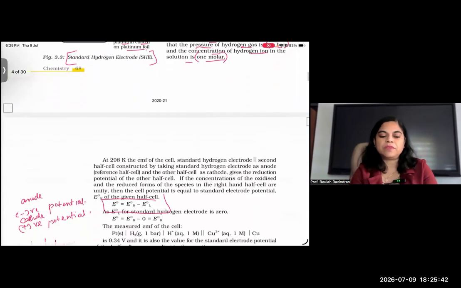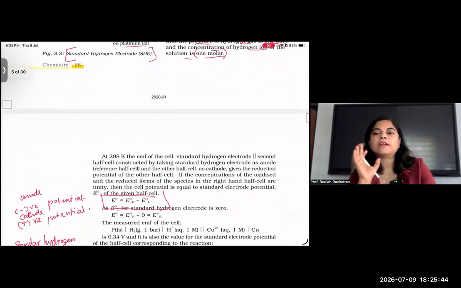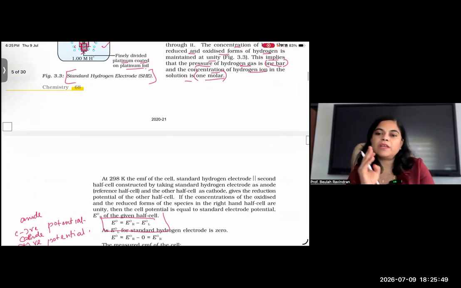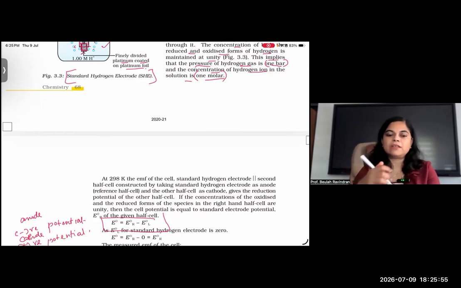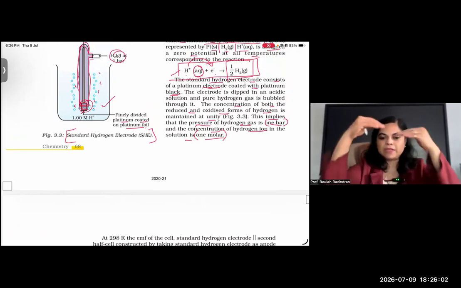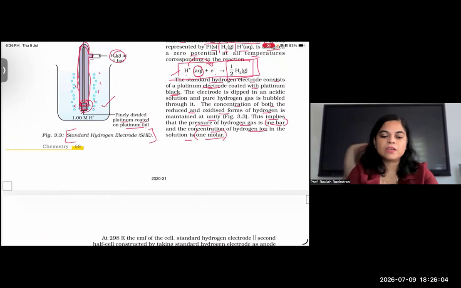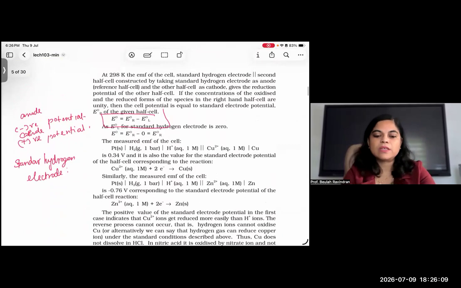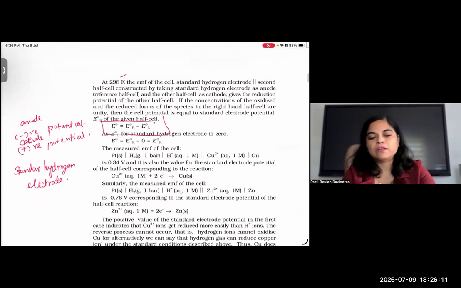So we have considered a standard electrode potential, that is the hydrogen electrode. The hydrogen electrode can be made by constructing what? A platinum electrode coated with platinum black, and then the hydrogen gas is allowed to pass through, like a downward displacement. Then it is placed in an acidic solution, that is an electrolyte, at 298 Kelvin. 298 means 25 degrees Celsius.